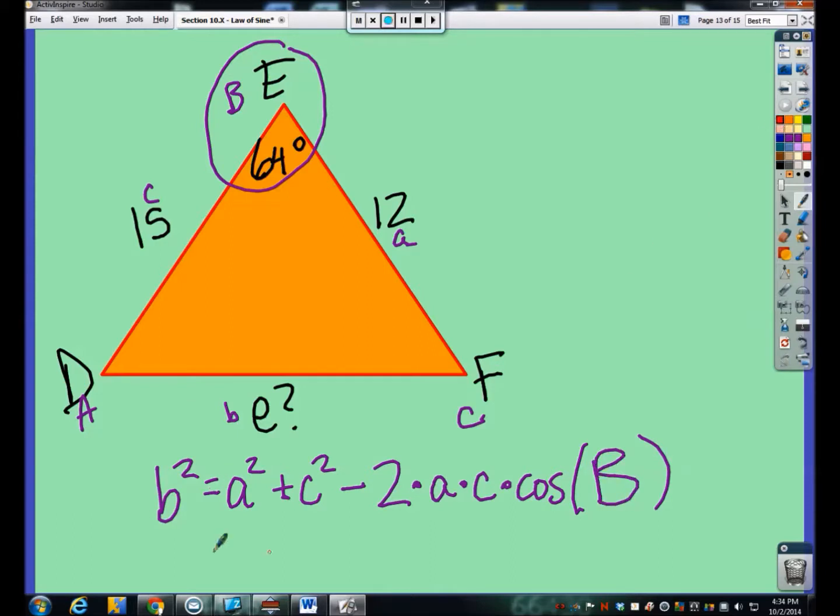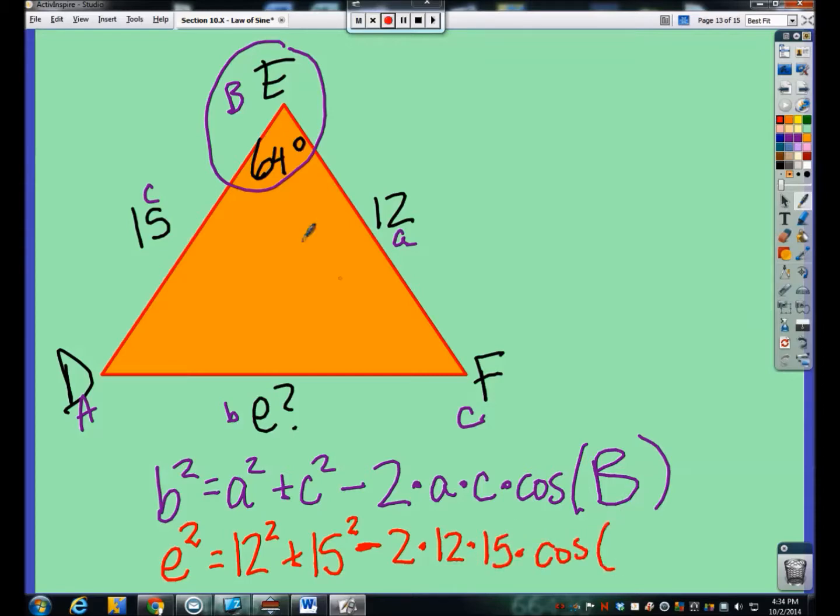Let's plug in everything into this bad boy. Side b is really our e, so I'm going to adjust it and say we're really having e squared here. A squared, well, that's like our 12. That was like side D. So 12 squared plus c squared, that was our 15 over here, minus 2 times 12 again, times 15, times the cosine of angle B, which was really angle E, and surprise, 64.